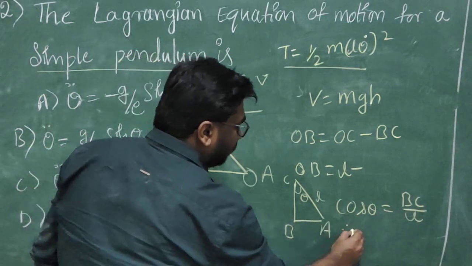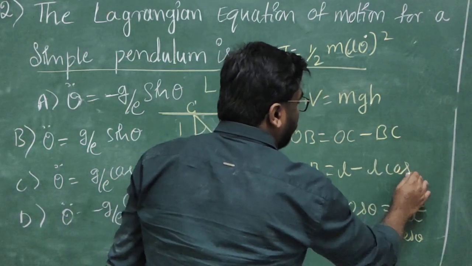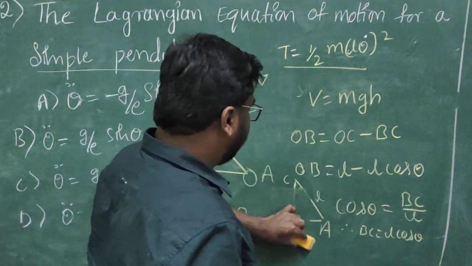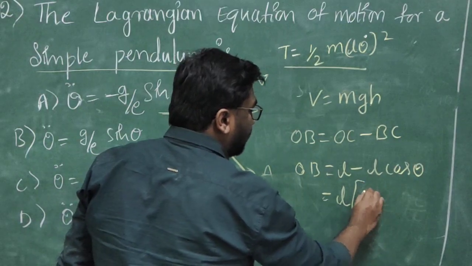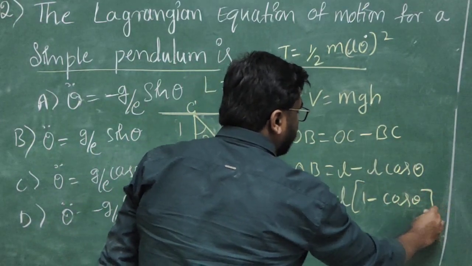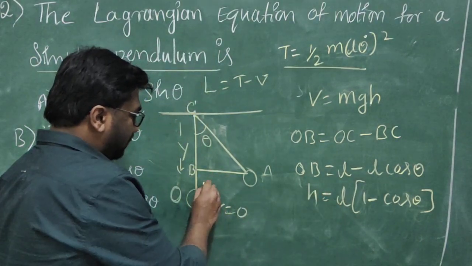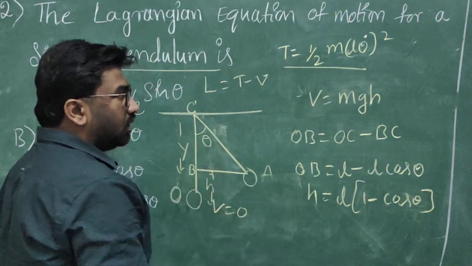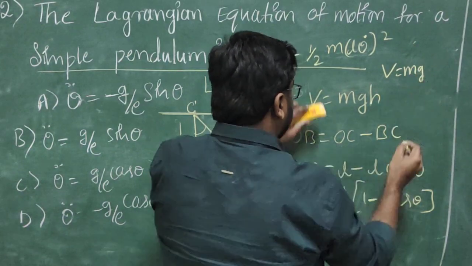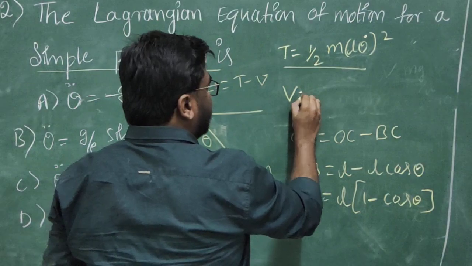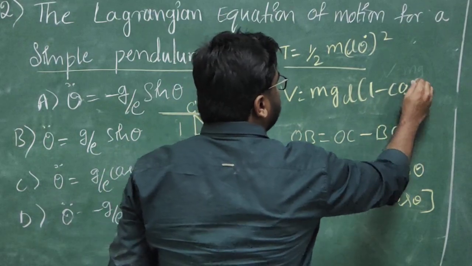Therefore BC is equal to L into cos theta, which is L cos theta, right? So therefore OB is nothing but, if we take L as common, L into 1 minus cos theta. So this OB is H. Therefore the potential energy V is equal to mgH, and H is nothing but L into 1 minus cos theta.